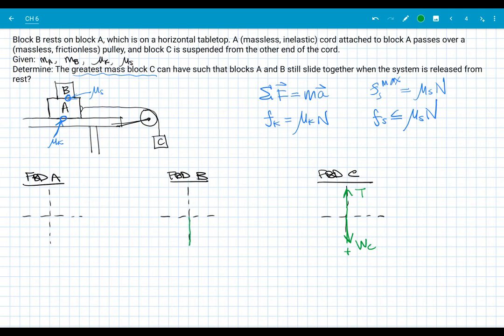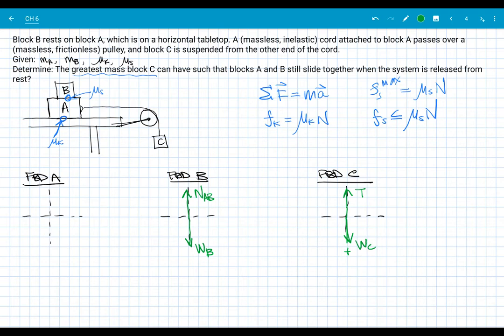I have the weight of block B. And then what is in contact with block B? The only thing it's in contact with is the top of block A. So the surface top of block A is touching block B, and that is providing an upward normal force. I'll just call that N sub AB. That's the normal force at the interface between blocks A and B.